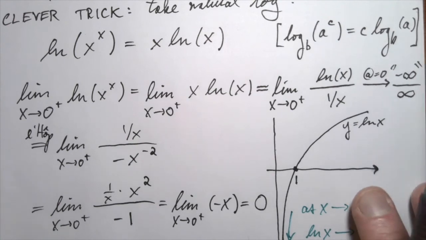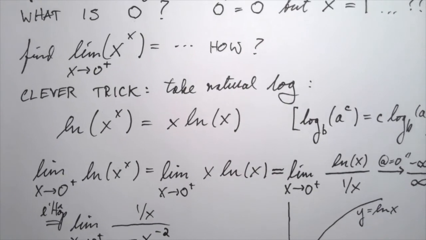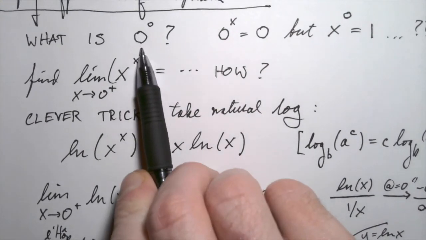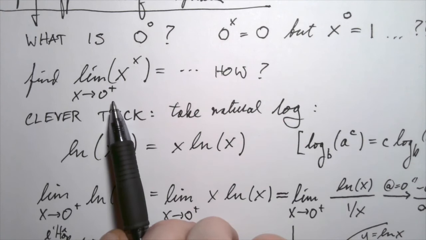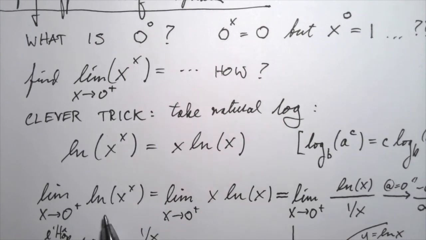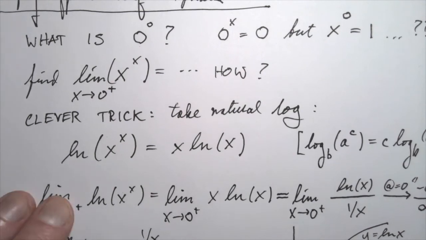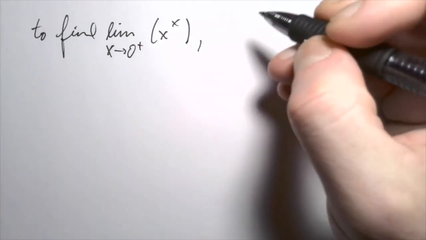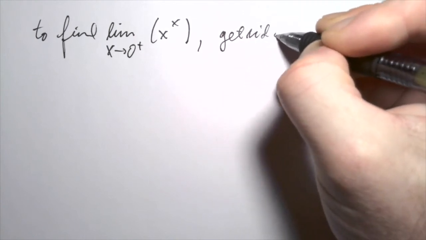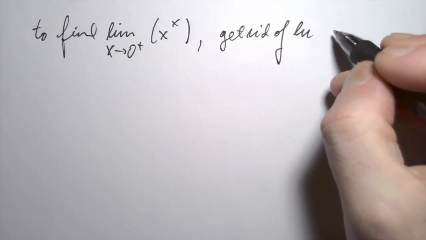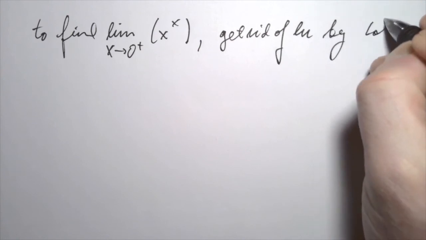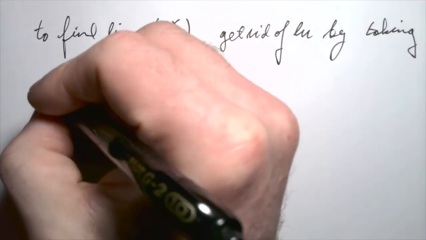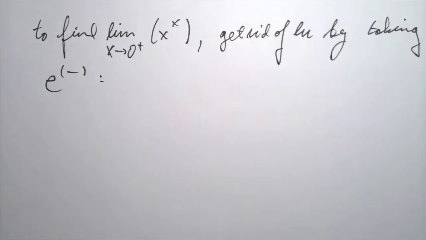Okay, but careful. That wasn't quite what we wanted to do. Remember, we're trying to figure out what 0 to the 0 is, and the proposal is to compute this limit. That's not the limit that we just computed. It's the limit of the natural log of that we just computed. So in order to find the limit that we actually want, we're going to get rid of that natural logarithm that we introduced by now taking its inverse function. We're going to take the exponential of everything.